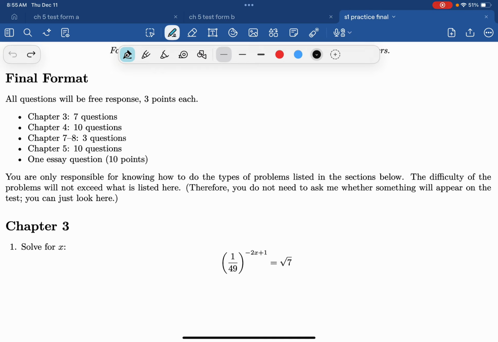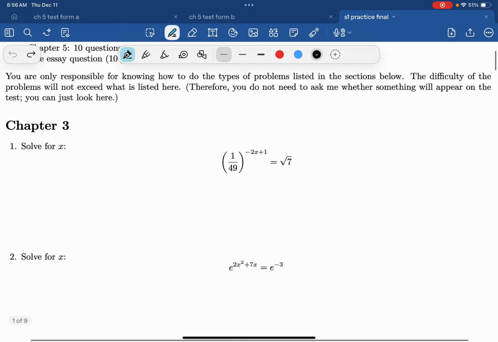Do note the format for the final. There are going to be this amount of questions for every single chapter, and the emphasis is mostly going to be on the chapters on trigonometry, so chapters 4 and 5. And in this study guide, you'll encounter all the questions that will potentially appear in the final, and there's a very close correspondence there, and the difficulty of the final will be slightly easier than the study guide as usual.